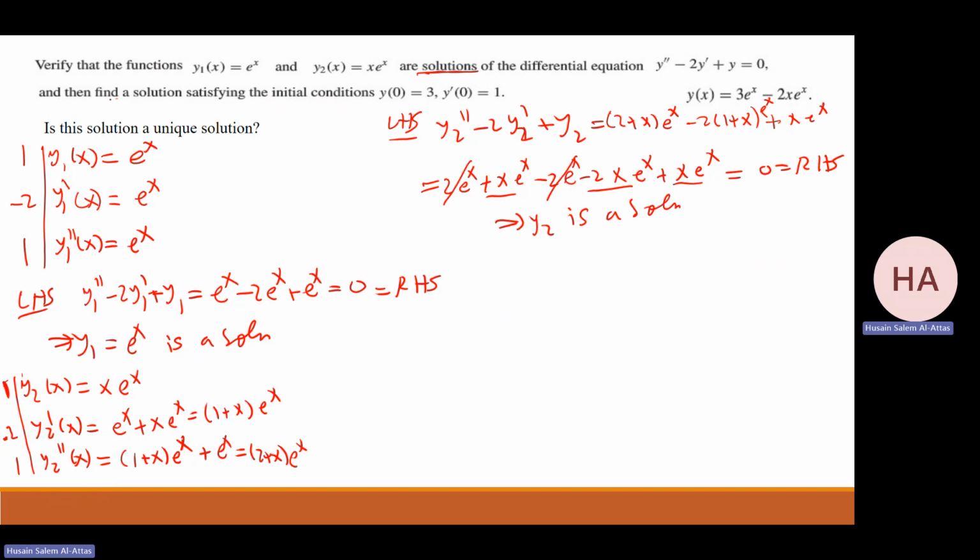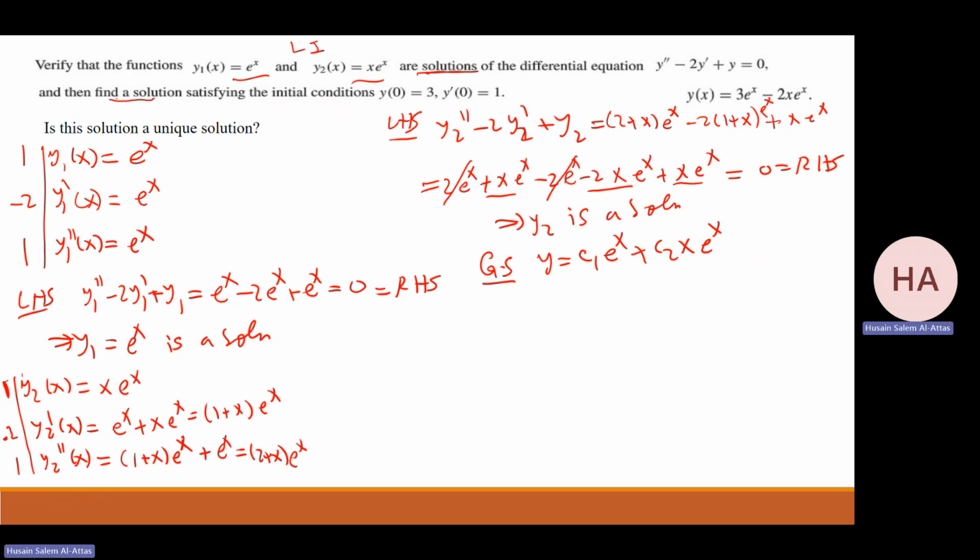Then I need to find the general solution for that. This is what we'll do later, but the general solution, if these are linearly independent, we'll talk about it later, but this is what we will do. The general solution y equals c1 e to the power x plus c2 x e to the power x.